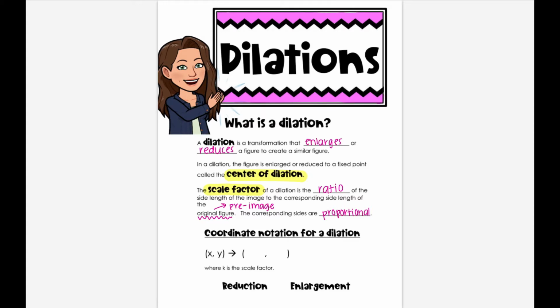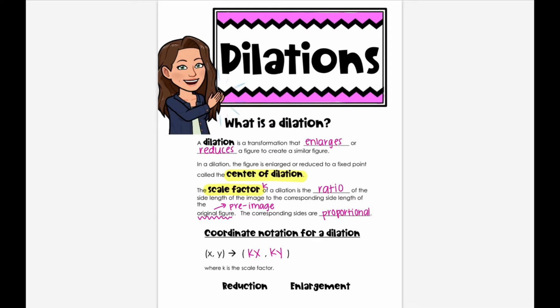All right, let's talk about coordinate notation for a dilation. If you are dilating a single point (x, y), you're simply multiplying that point, the x and the y value, by the scale factor. Now, the scale factor, we call that k. So it's the scale factor times x and the scale factor times y.